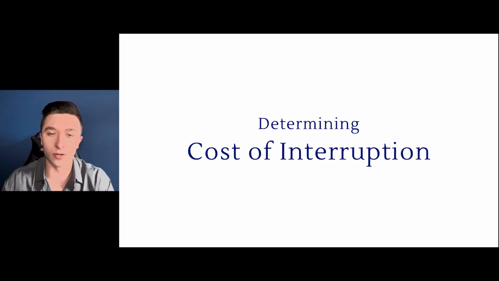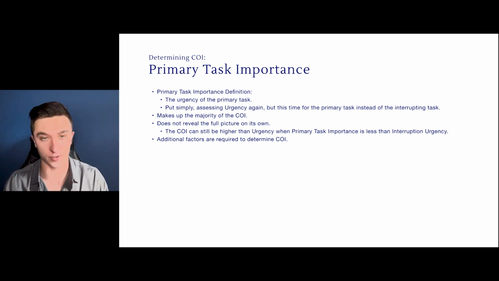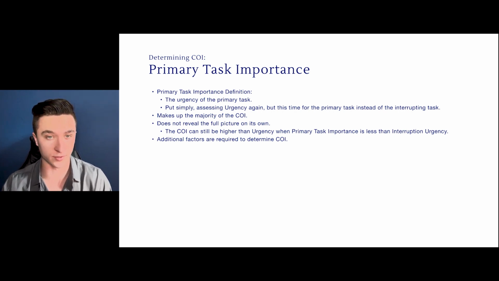So now let's take a look at the factors that determine the cost of interruption. This property is the most complex and it requires the most consideration to determine. The most important determinant of cost of interruption is the primary task importance. Now this is simply assessing urgency again, but this time it's for the primary task instead of the interrupting task. So while this is a good start to assessing cost, it doesn't reveal the entire picture. To gain a full understanding, you need to know and consider the following. The rules of interruption cost. There are three.